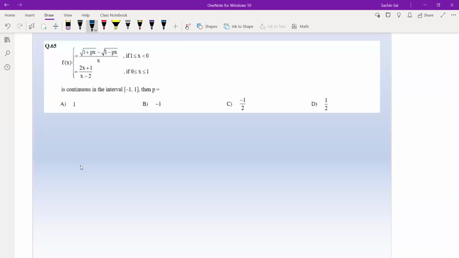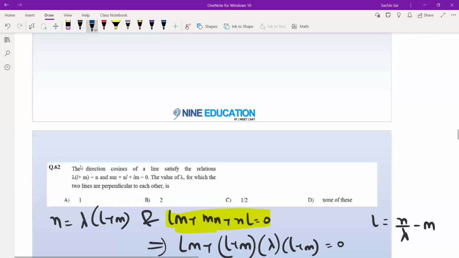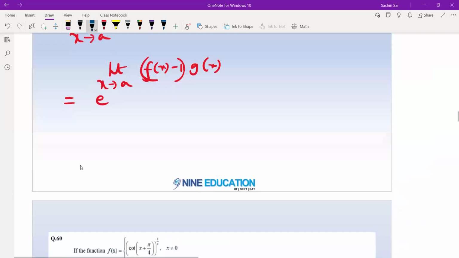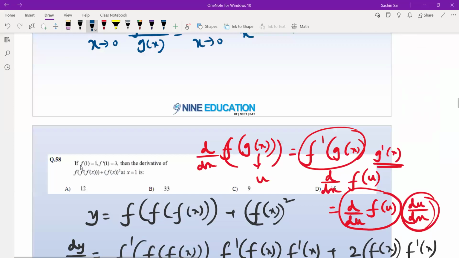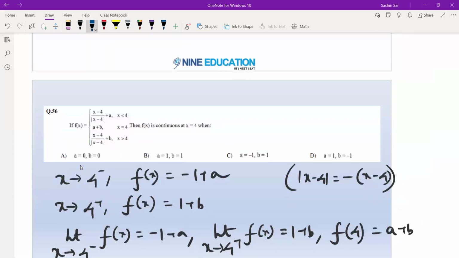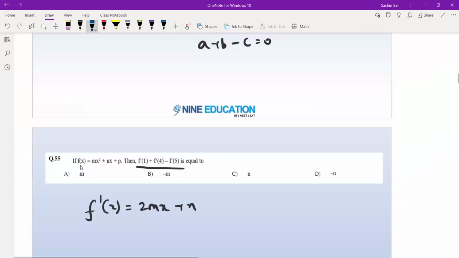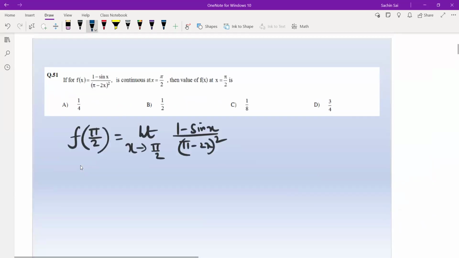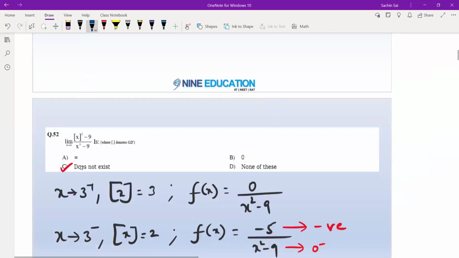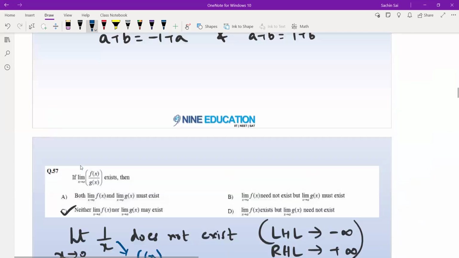Question 65, another question on continuity in this particular exam. So you have f of x is continuous in the interval minus 1 to 1. I would want to recap another important point here. We've dealt with some piecewise functions in this paper, right? Now in question 60, for continuity, we evaluated limit at 0 and f of 0. In question 56, we evaluated limit at 4 and f of 4. And in question 51, we calculated limit at x equals pi by 2. So what is common here? Why did we take limits at different points in these different questions?